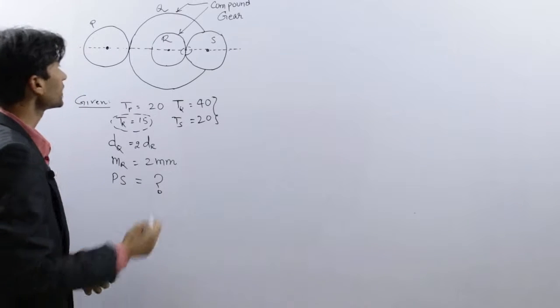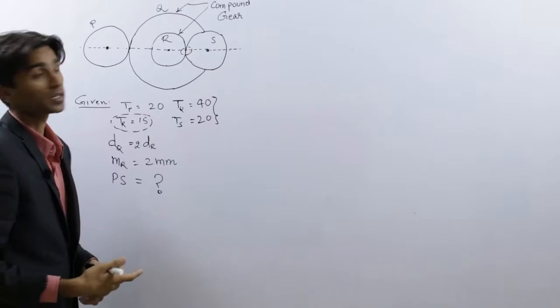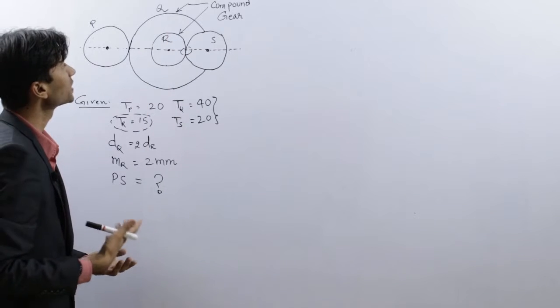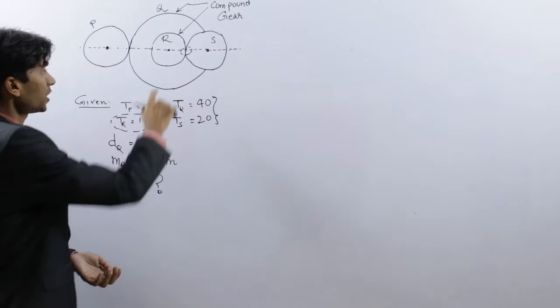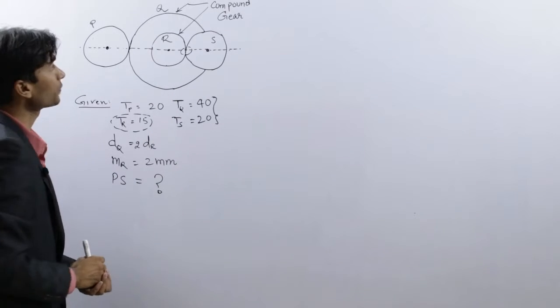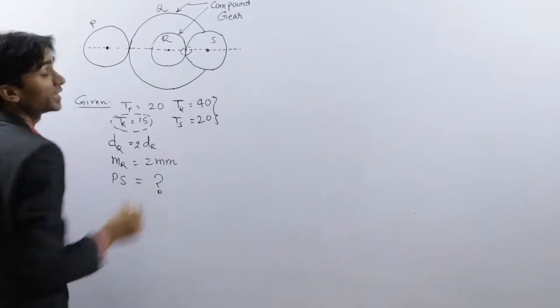It is also supplied that the diameter of the bigger gear Q is twice the diameter of R. And second, the module of R is given as 2 mm. We have to find the center distance between gear P and gear S.